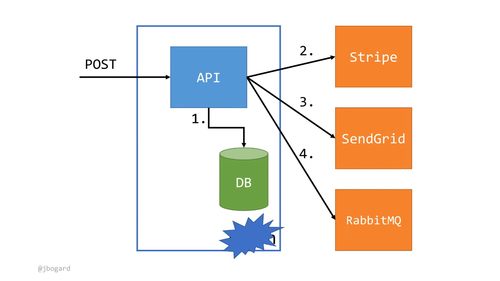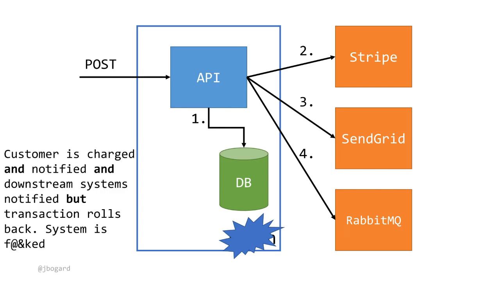So we have charged the customer, we've notified the customer, and we've told downstream systems to go ahead and process this order. But the transaction rolls back, the order's never actually inserted into the database, so the system is just now royally screwed at this point. We don't have any record of your order. Downstream systems go to process the order, they go to get the order details, no order exists, and now everyone is very, very upset. So what do we do here?